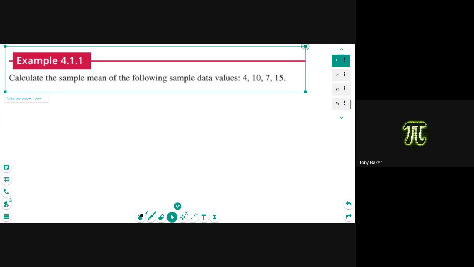So 4, 10, 7, and 15 is what? 36. You can add them up. 36 divided by 4 is 9. Good.